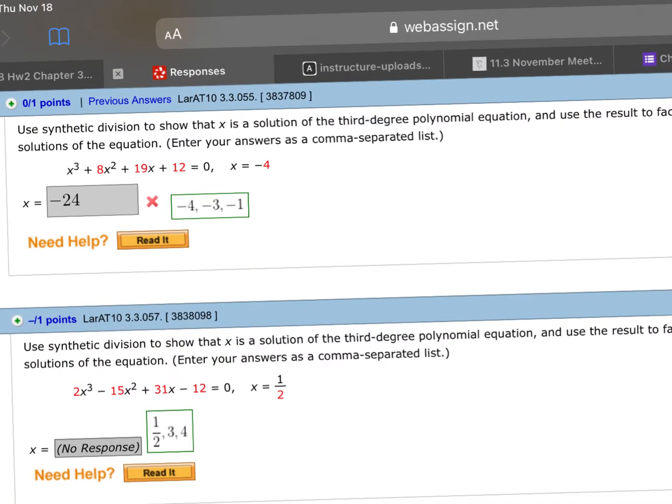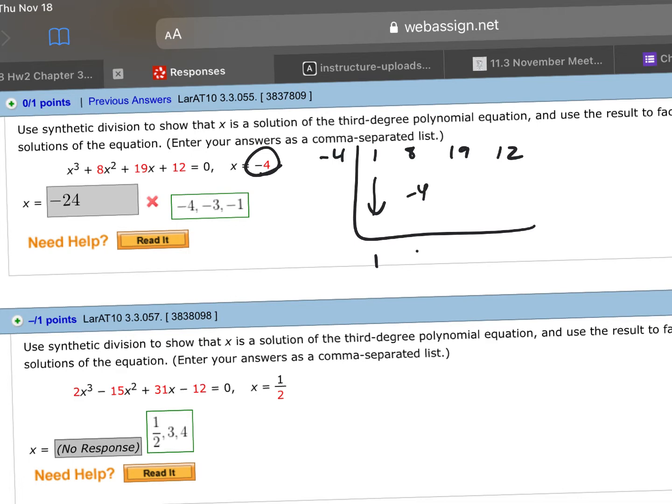Using -4 as one of the zeros. So when they give you the actual zero, like the fact that they give me it as -4 and not x minus 4, -4 goes on the outside. And then it would be 1, 8, 19, 12, bring down the 1, -4, 4, -16, 3, -12, 0. And because it's 0, I know at least that part's right.